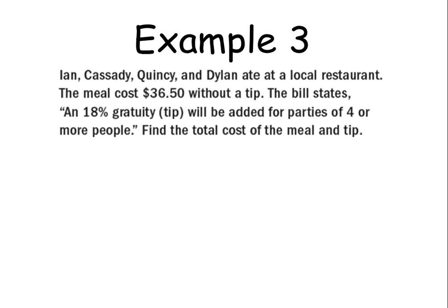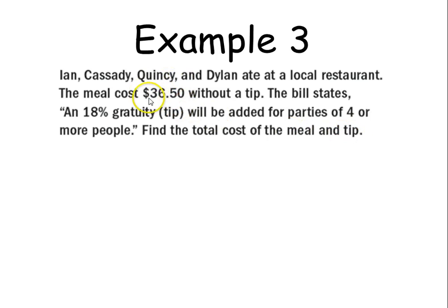ate at a restaurant and they got their bill, and the bill was $36.50 without a tip. And the bill says that an 18% gratuity, or a tip, will be added to parties of 4 or more people. So we want to find the total cost of the meal and the tip.